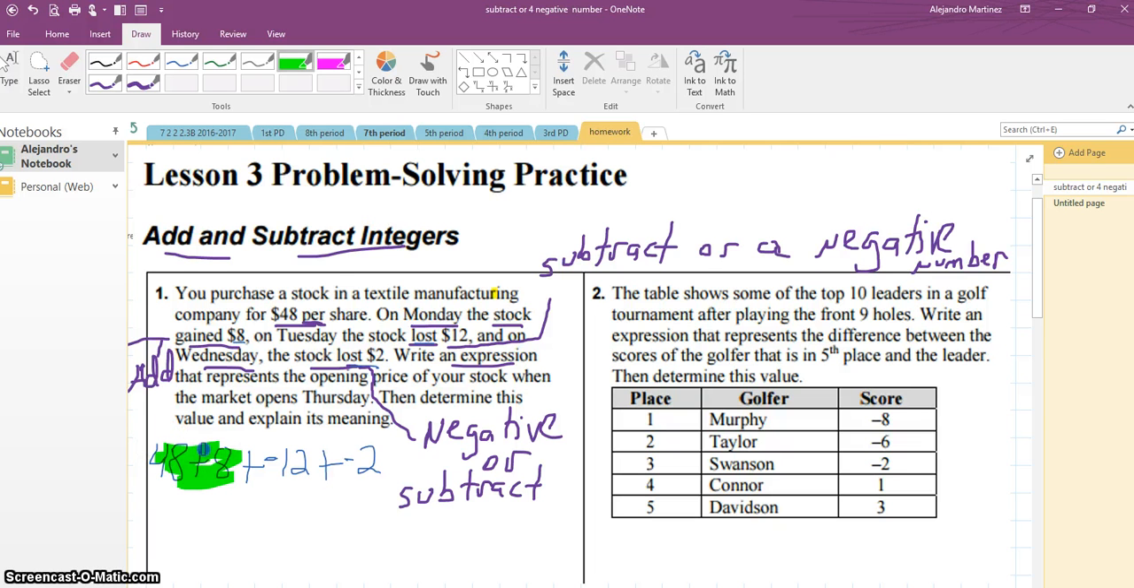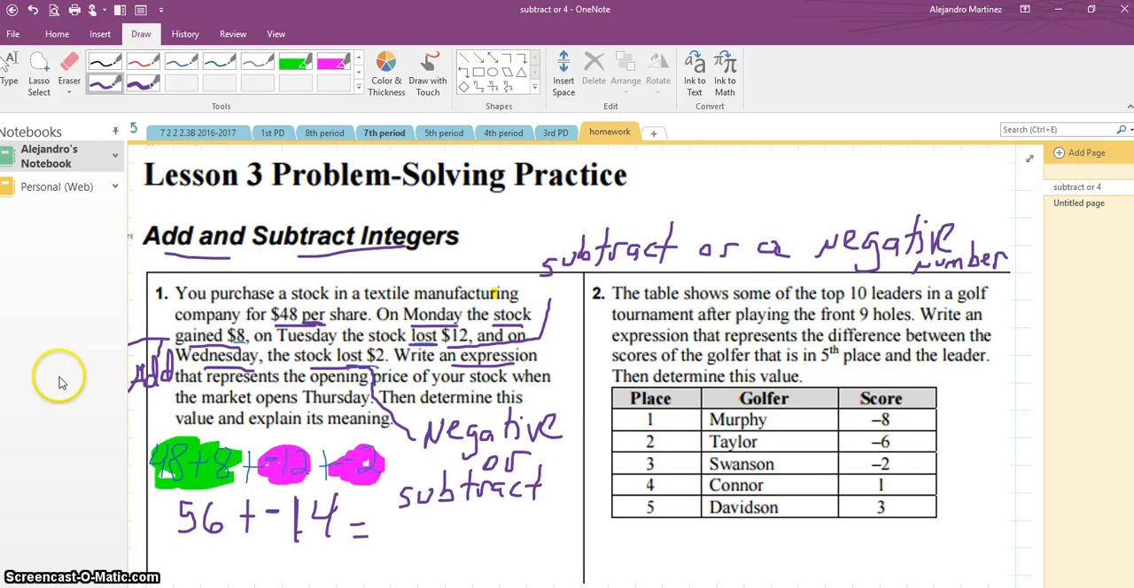Combine all your positives. Okay, those are two positive numbers. So that's 48 plus 8, which is 56. And then combine your two negatives. That's a negative number right there, and that's a negative number there. So negative 12 plus negative 2 is, of course, negative 14. Now, by rule, when you're adding integers, if one's positive, one's negative, well, you actually subtract. So it's 56 minus 14. Well, that's going to give you 42.